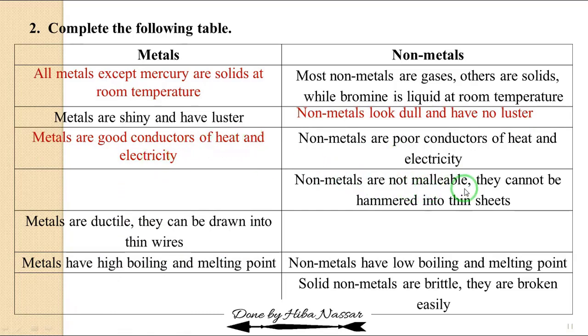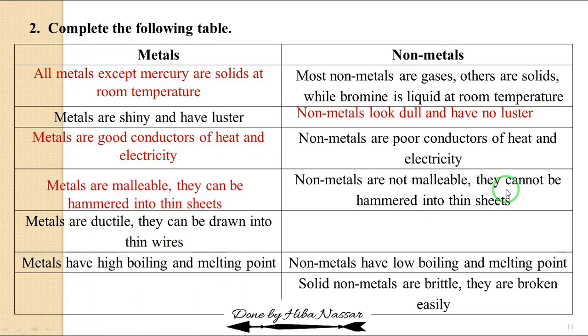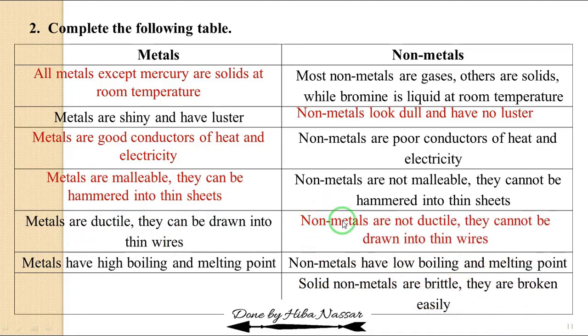Non-metals are not malleable, they cannot be hammered into thin sheets, while metals are malleable, they can be hammered into thin sheets. Metals are ductile, they can be drawn into thin wires, while in return, non-metals are not ductile, they cannot be drawn into thin wires. Metals have high boiling and melting points, while non-metals have low boiling and melting points. Non-metals, especially solid non-metals, are brittle, they are broken easily, while most metals are hard, they are not broken easily.